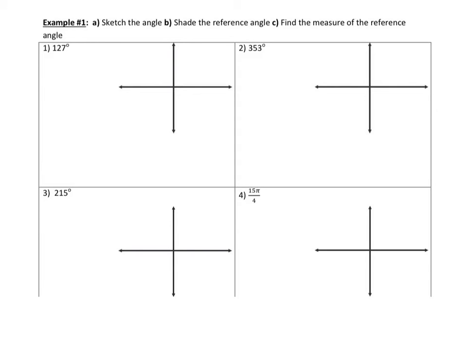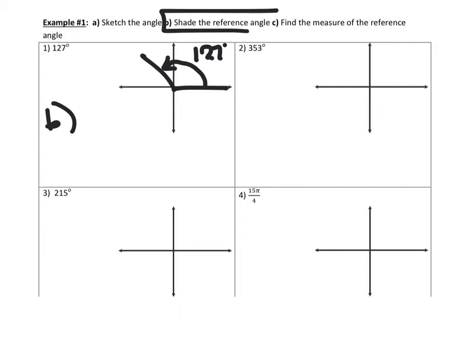Sketch the angle, 127. Okay, so again, 90, 180. I know I'm in the second quadrant. Make sure you draw the initial side and the terminal side, and you show which way you rotated. There's 127 degrees. Part B, state the reference angle.